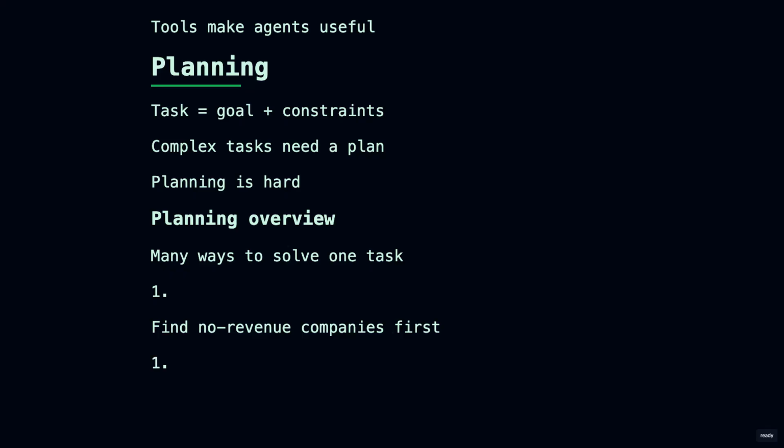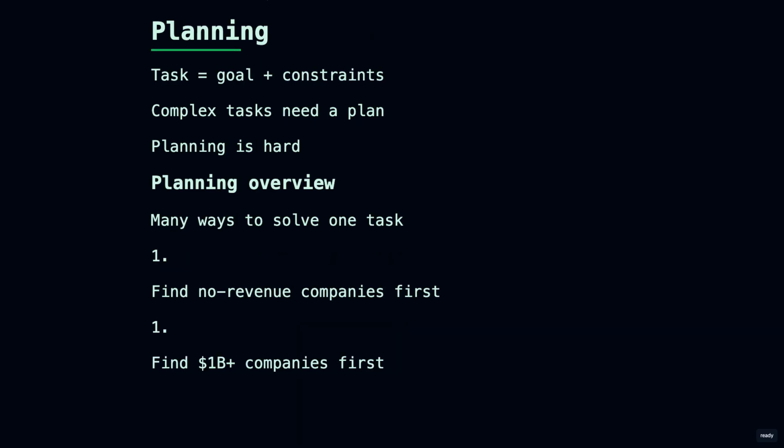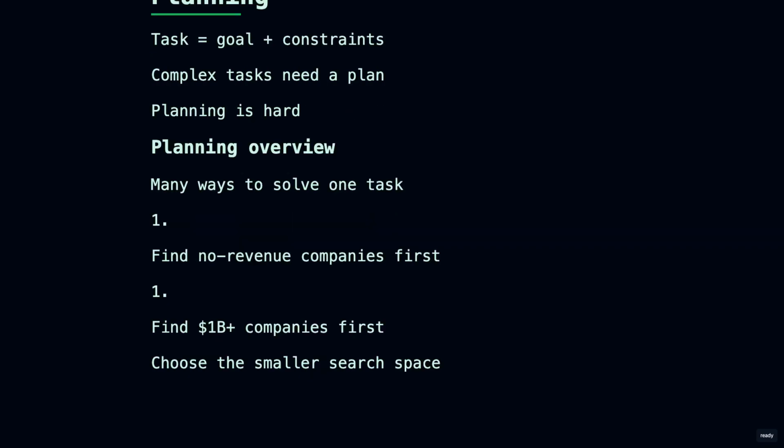And here is the second strategy to compare against it. This version starts from a smaller, more selective set, companies that raised at least $1 billion. Then it checks which of those have no revenue, which is usually much more efficient. The second option is better because it reduces the number of candidates much earlier. A good planner should prefer the path that is cheaper to explore while still reaching the correct answer.